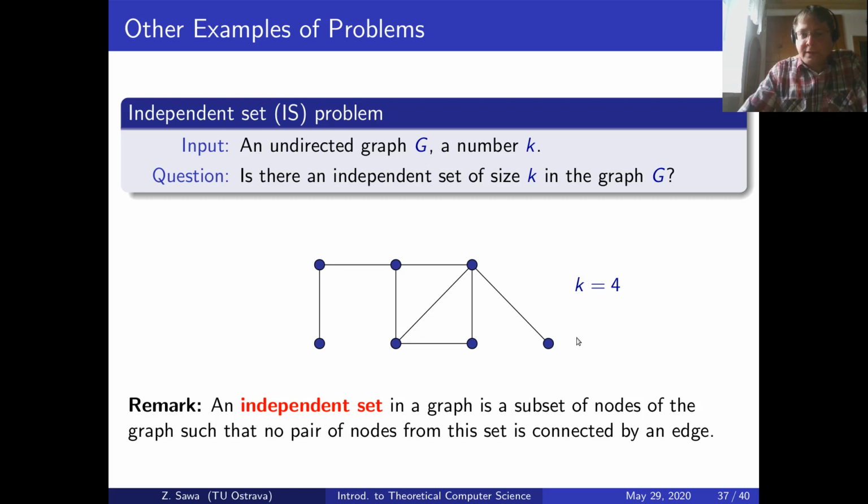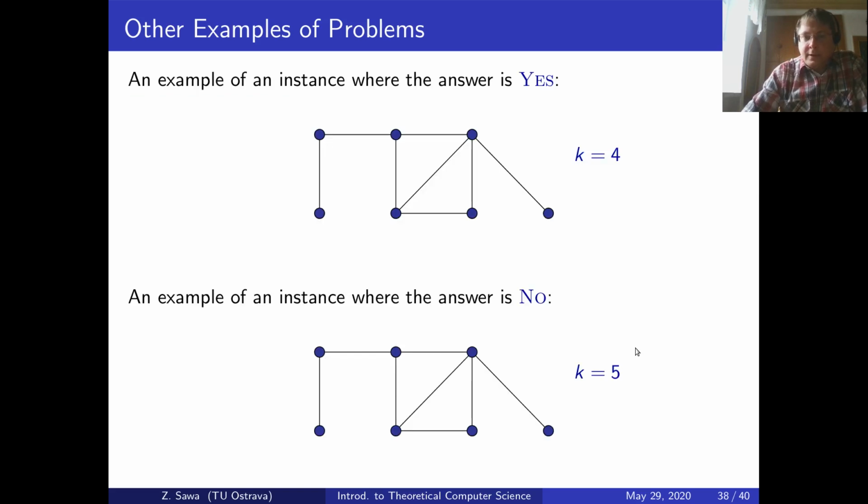So let's consider this simpler decision problem. I have already given an example of an instance where the answer is yes, and here is an example where the answer is no. You can try yourself that you cannot select 5 nodes in such a way that none of them would be connected by an edge.